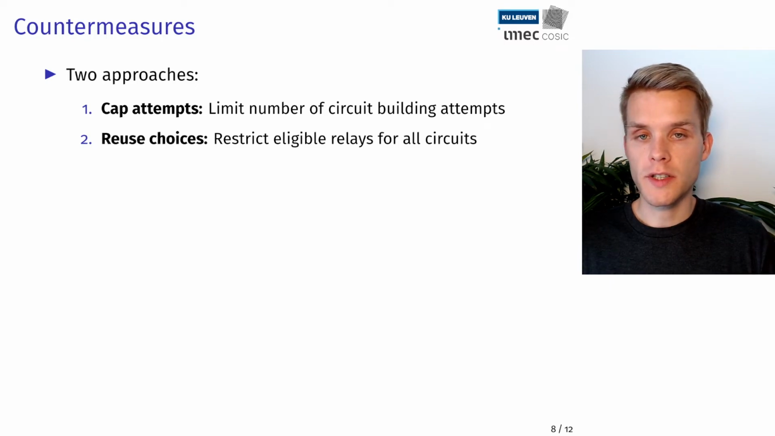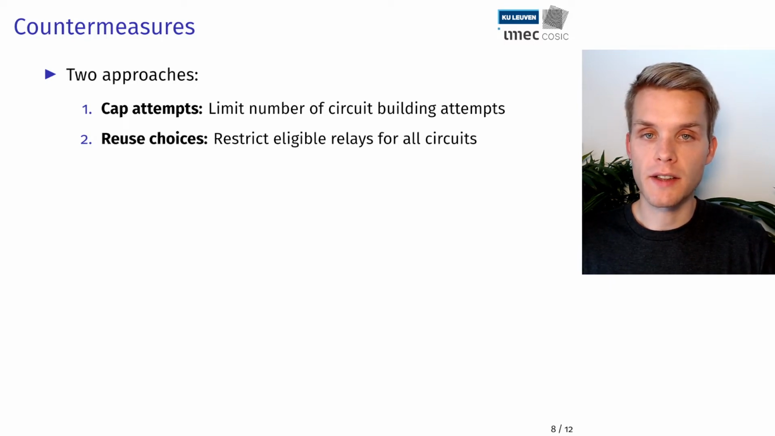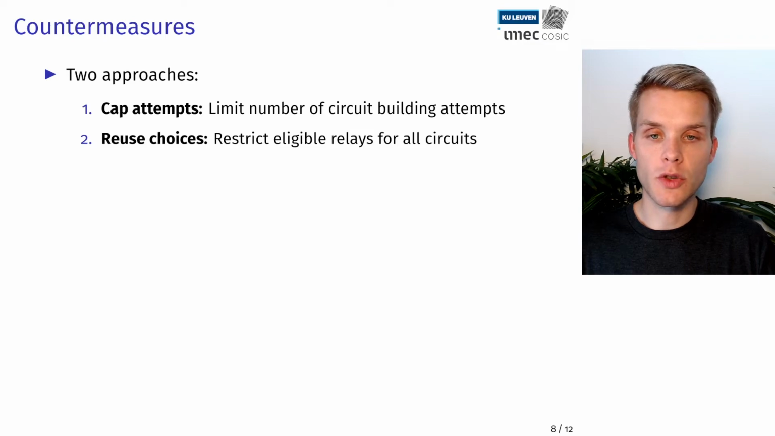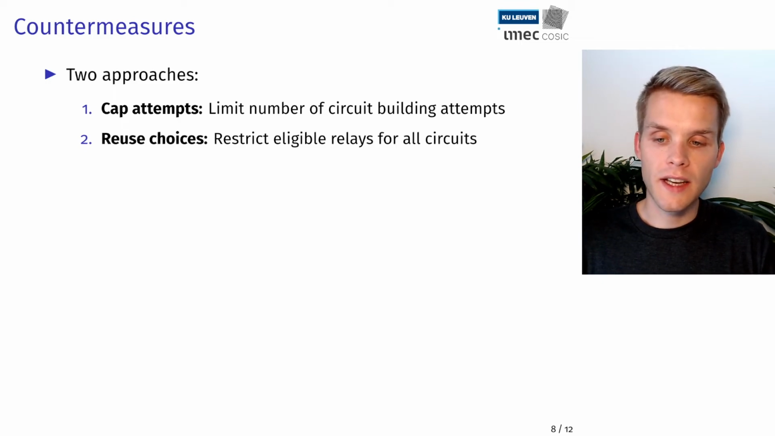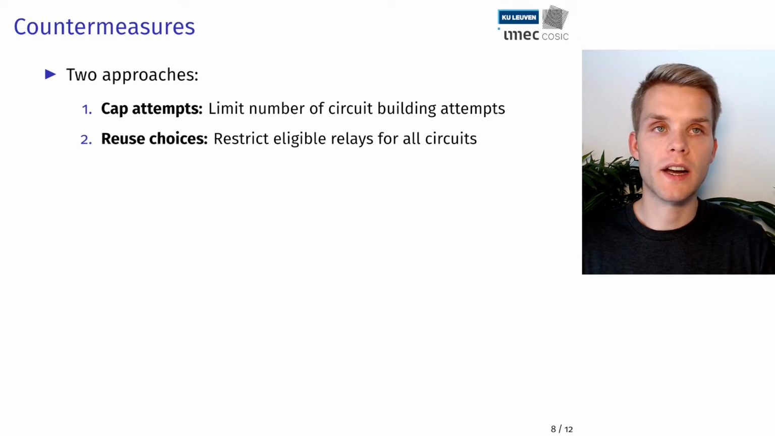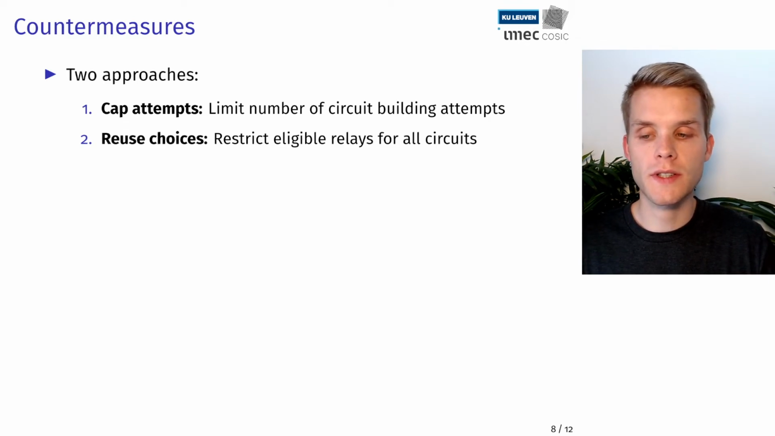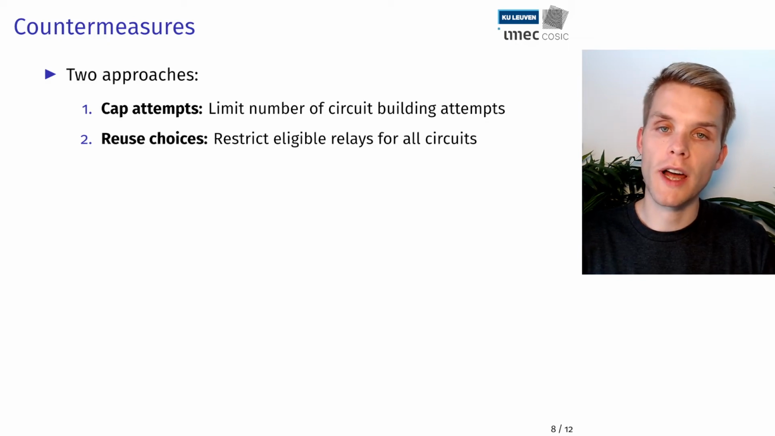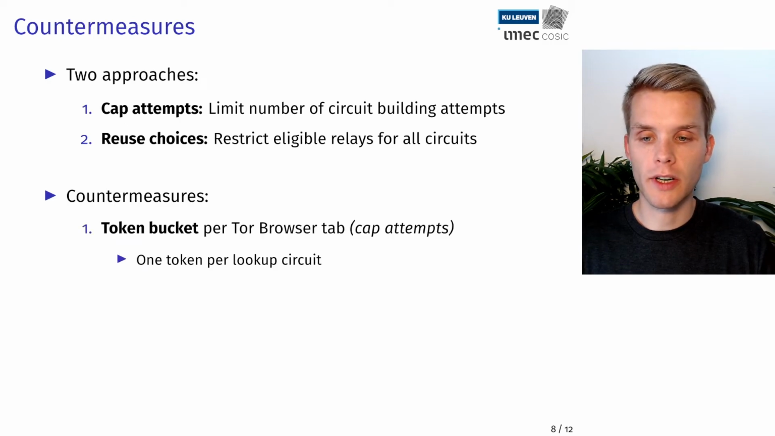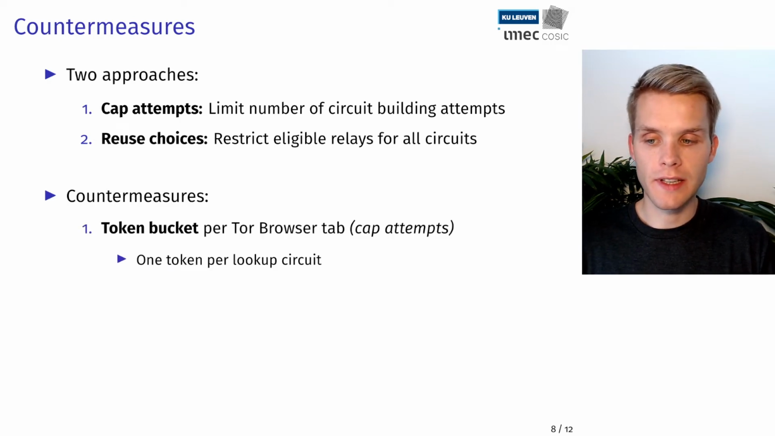In terms of countermeasures, we consider two approaches to mitigate the impact of our attack. The first one tries to limit the number of circuit building attempts that clients can do before being regulated or throttled. So this is an approach to cap the number of attempts. And the second approach tries to rather restrict the set of relays that are eligible for a particular position on those circuits. So this goes towards reusing previously made choices for future attempts. And these map nicely onto our countermeasures that I'm showing here on the slides.